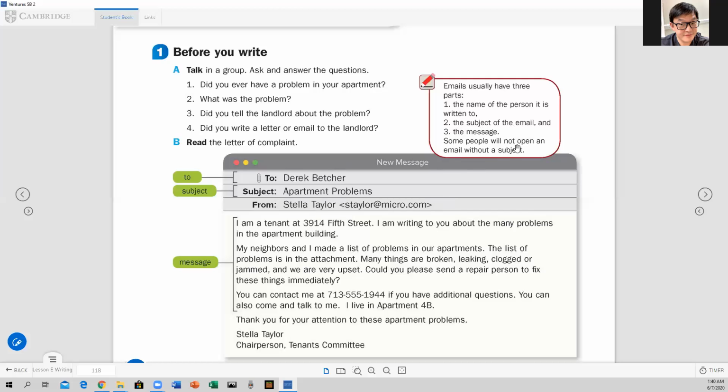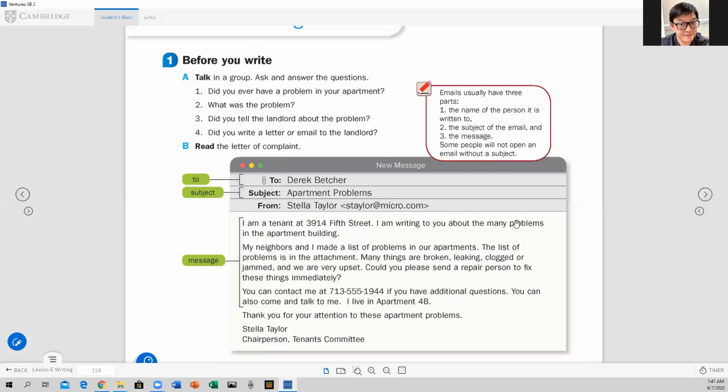Some people will not open an email without a subject. So this is important. If you don't have a subject, if you don't put anything here, if you send an email, a message without a subject, some people won't open it. So to make sure that the person you are writing to will read your email, you have to put something in here. Okay? So now let's read together. Okay, the email. Let's read together.